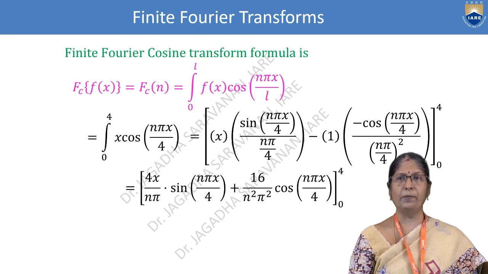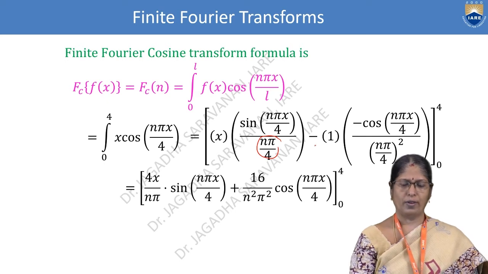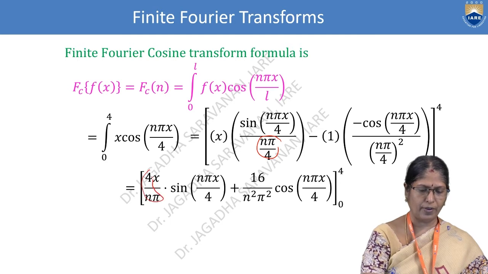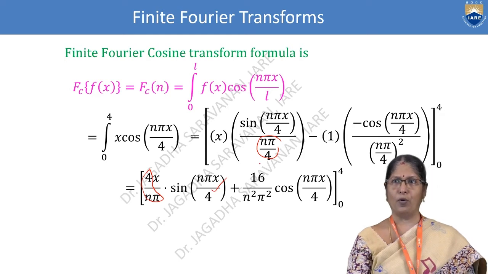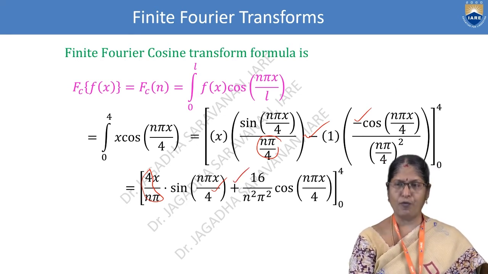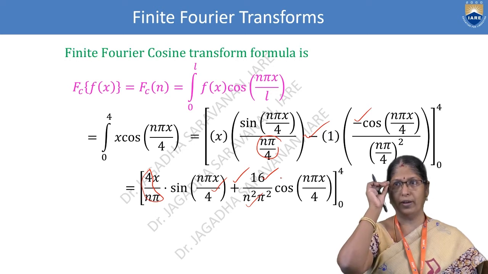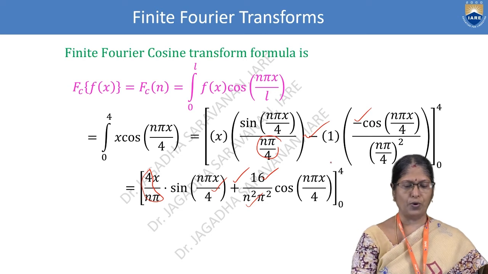Now we will do the simplifications first. The n pi by 4 goes up, so 4 by n pi, you can see it here, x sine of n pi x by 4. The minus signs put together make it plus, and n pi by 4 squared is n square pi square by 16, so upcoming is 16 by n square pi square, cos of n pi x by 4, from 0 to 4.